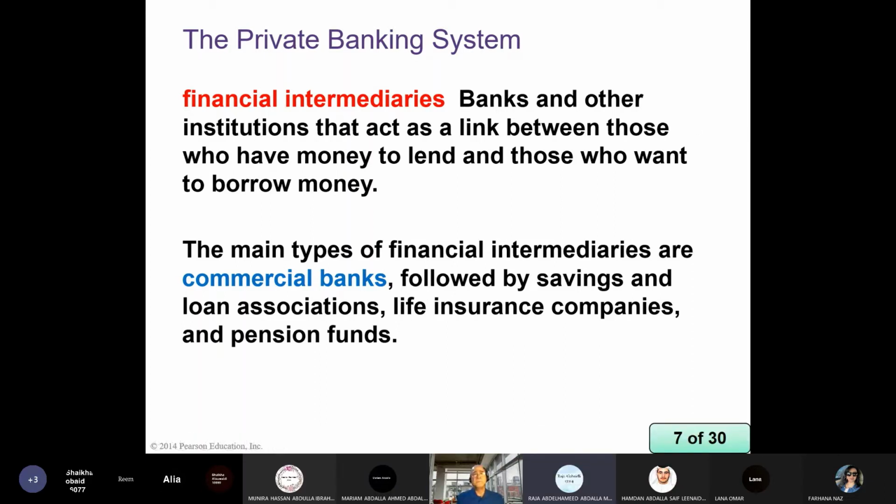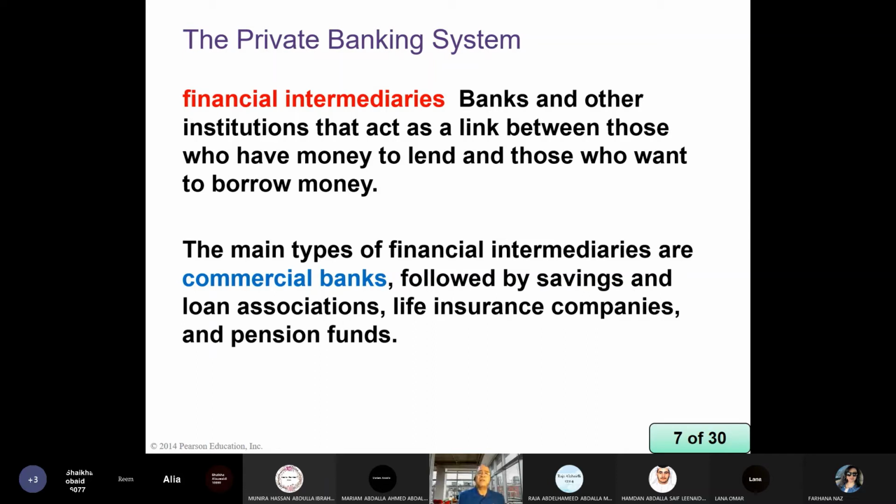The private banking system, financial intermediaries, is banks and other institutions that act as a link between those who have money to lend and those who want to borrow money. Okay, so financial intermediaries such as First Abu Dhabi Bank. First Abu Dhabi Bank works as a link between lenders and borrowers.